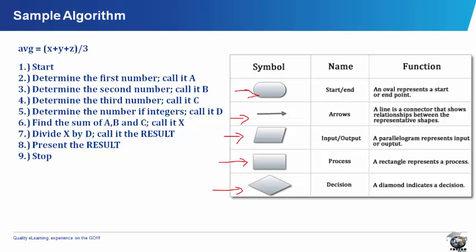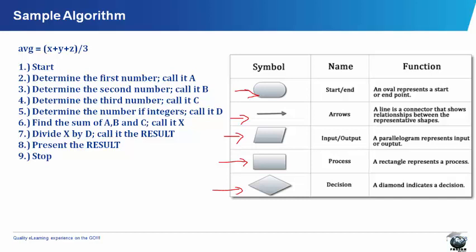When we find the sum of A and B and C, we can call that X. We can divide X by D and call it result. Lastly, we can now present the result to the user. And finally, we end the program. This is a standard algorithm. As you can see, it is a step-by-step process of how something is done.